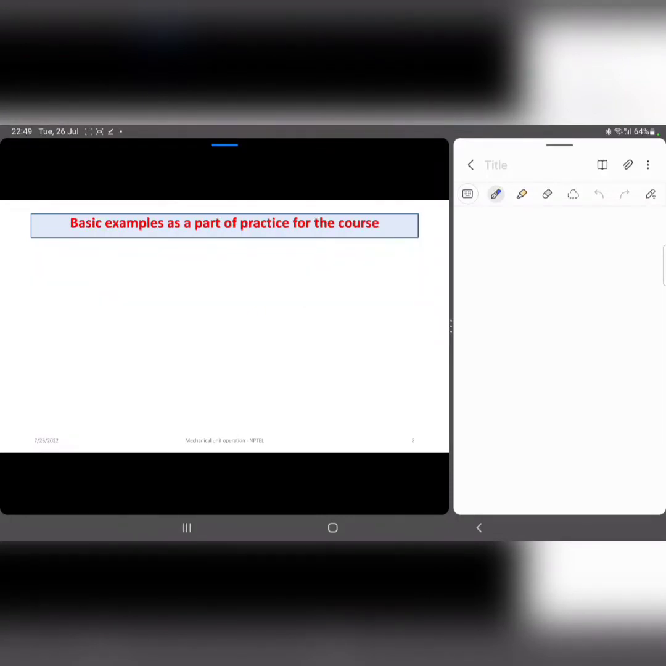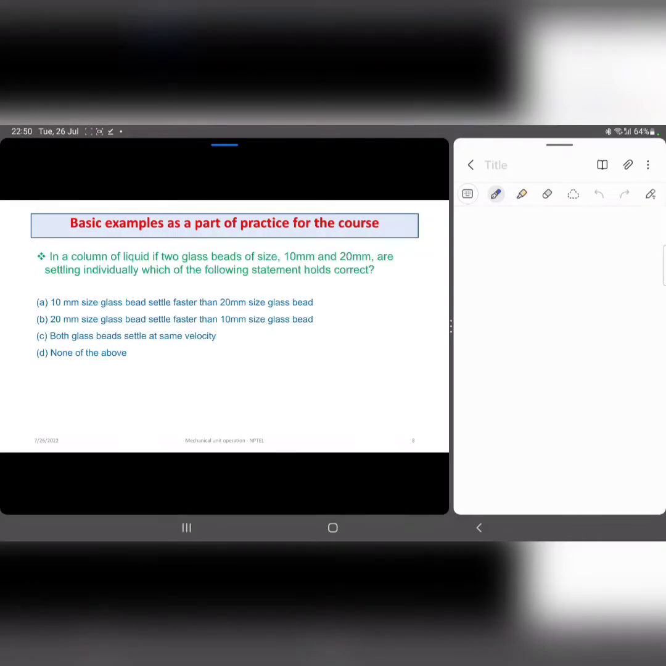Now, we start with basic examples as a part of the practice of the course. After visiting these different examples, you will understand that you already took care of this kind of example in high school in the physics subject. Basic physics and sometimes fluid mechanics laws are applied. So this is the first question.